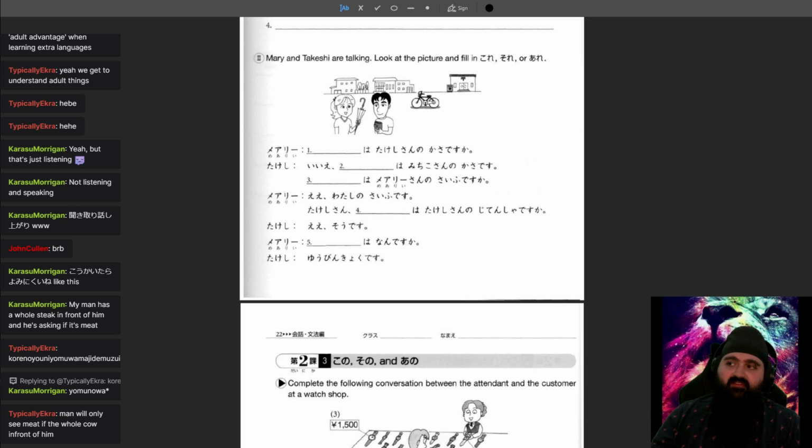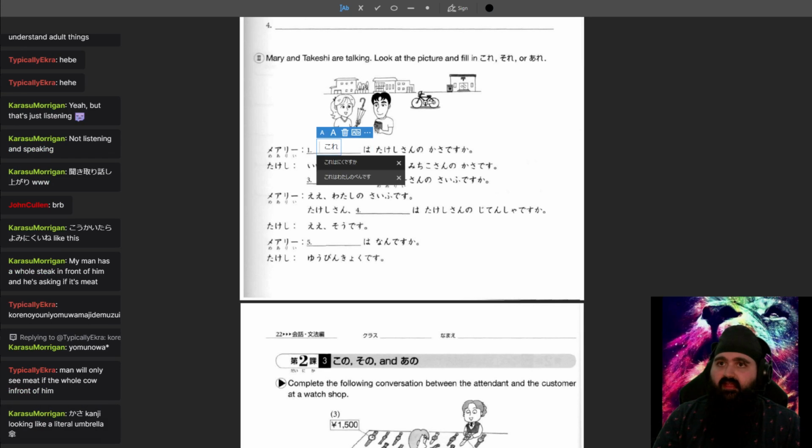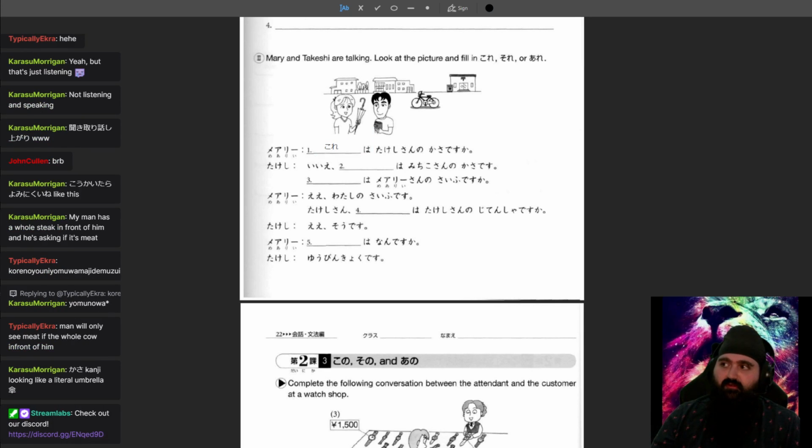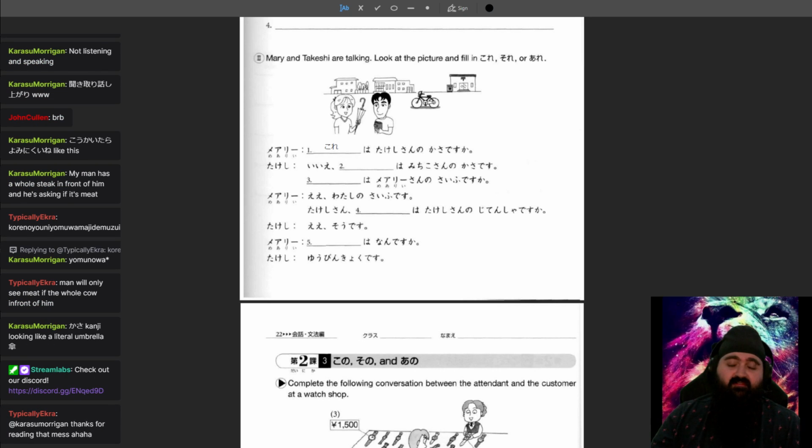The only umbrella in this picture, Mary's holding, right? So for Mary, the umbrella would be pretty close to her. In that situation, it should be kore. And it won't be kono because it's not within the scope. I know I explained that kind of quickly, but because it's going to be a VOD, hopefully you can repeat it as necessary.